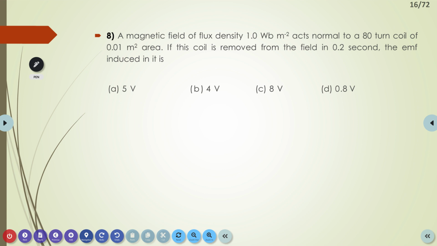8th question. A magnetic field of flux density 1 Weber per meter square acts normal to an 80 turns coil of area 0.01 meter square. If this coil is removed from the field in 0.2 second, the EMF induced in the coil is. Okay, fine. E equals, you have to use Faraday's law, minus d phi upon dt. This is equal to minus d by dt of phi 2 minus phi 1. Okay, fine.